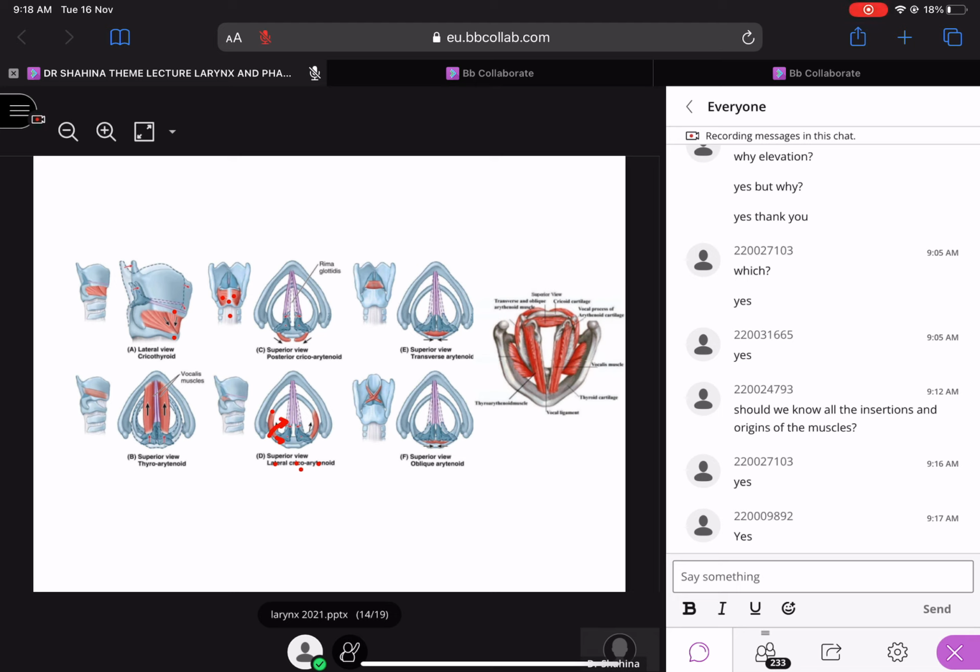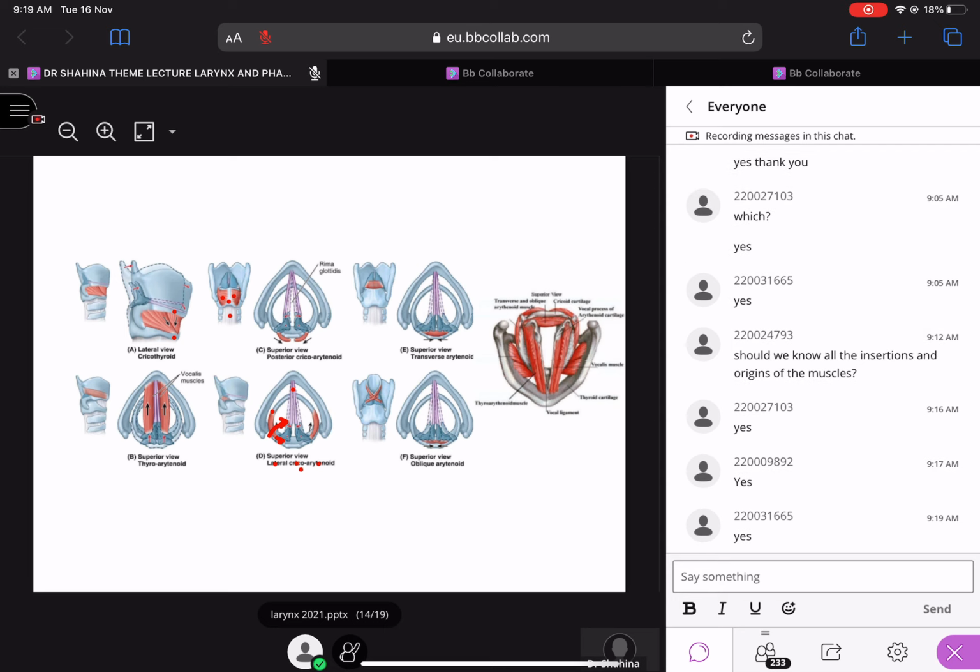So what is happening? You can see these are the vocal cords, and the vocal cords are coming near to each other, so it is bringing about adduction of the vocal cords, isn't it? Adduction of the vocal cord. Got it? Is it clear to you?